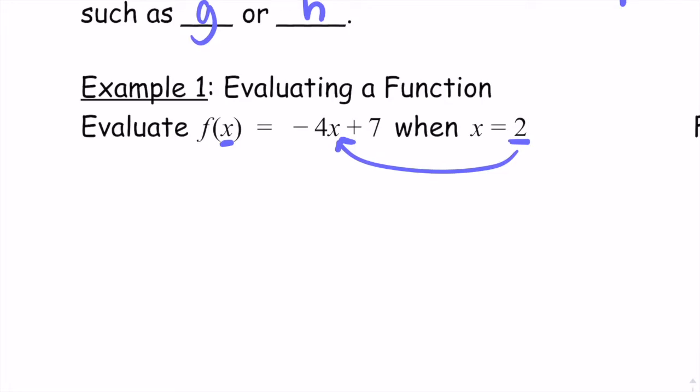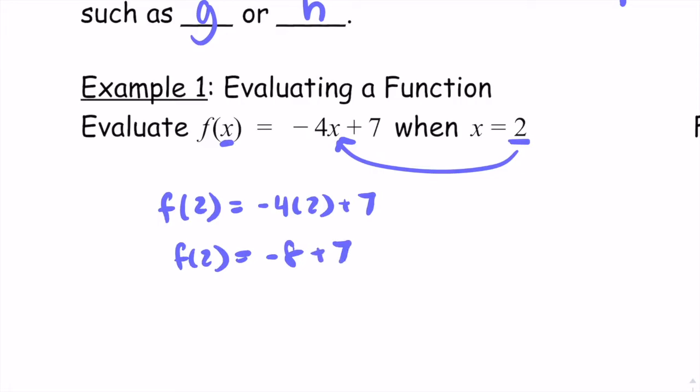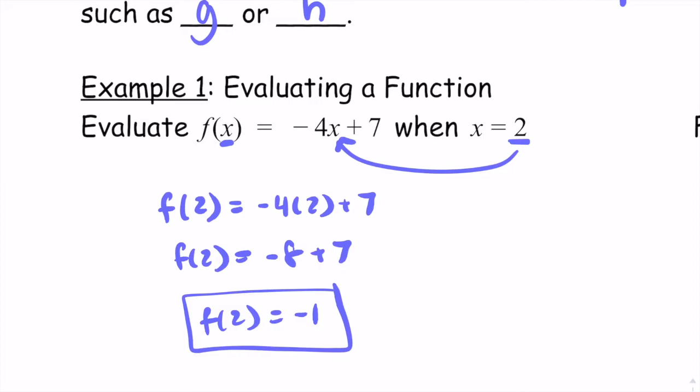So here's how I write that. I have f of 2, right? Anytime I see an x in this function, I'm going to substitute in the 2, because I'm writing it in terms of 2 instead of x. So f of 2 is equal to negative 4 times 2 plus 7. So f of 2 is equal to negative 8 plus 7, f of 2 is equal to negative 1. And this is how we write it in function notation form. Okay?